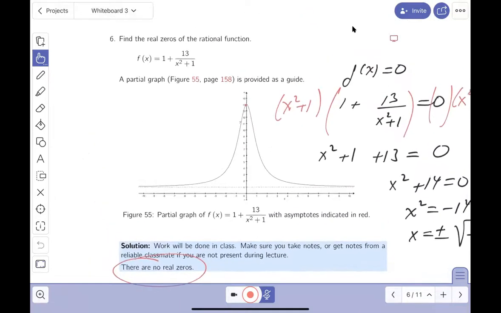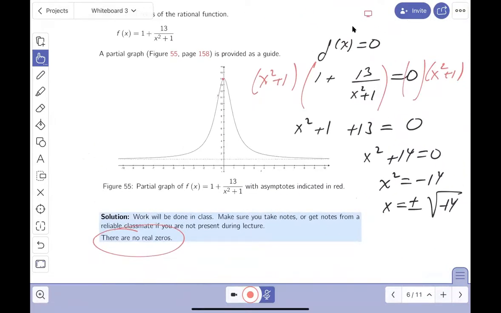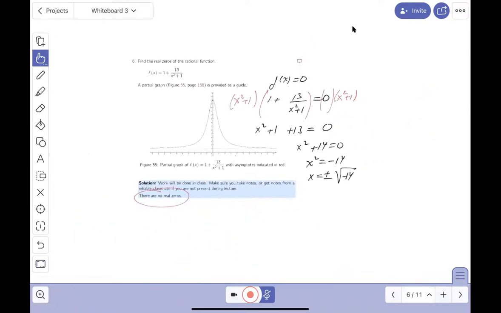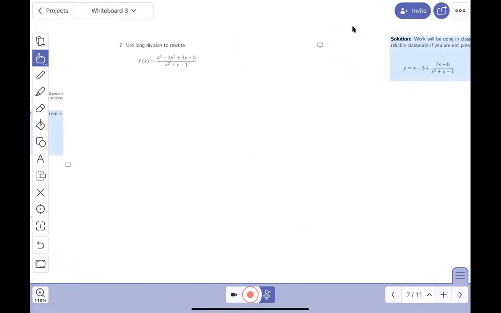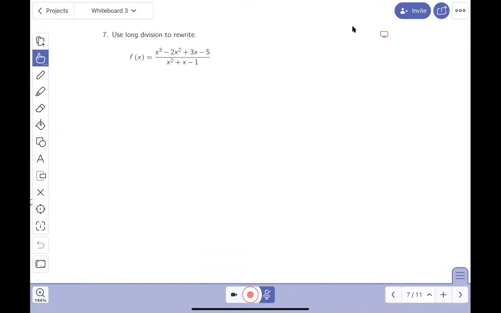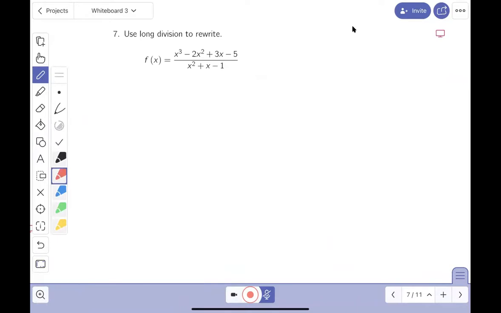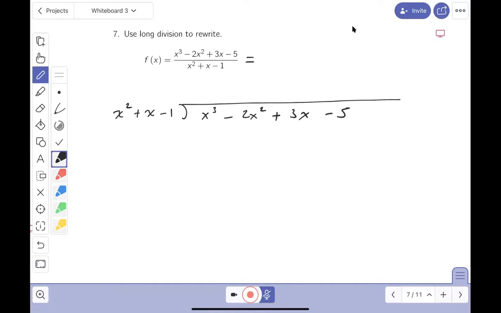And again, I want to point out what we just did. We just did problem number 6. We're going to problem number 7 now. Give me 1 second. It's 7. Oh boy. 7 says use long division to rewrite. We'll look at the key later. I'll write this down for you. They said use long division to rewrite x cubed minus 2x squared plus 3x minus 5 divided by x squared plus x minus 1.